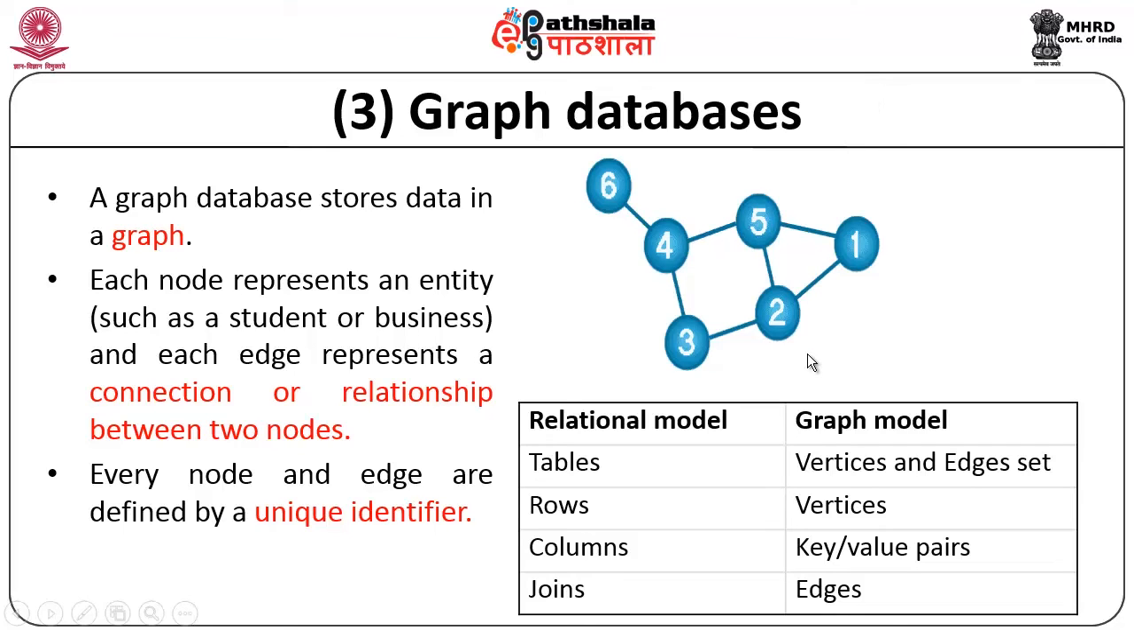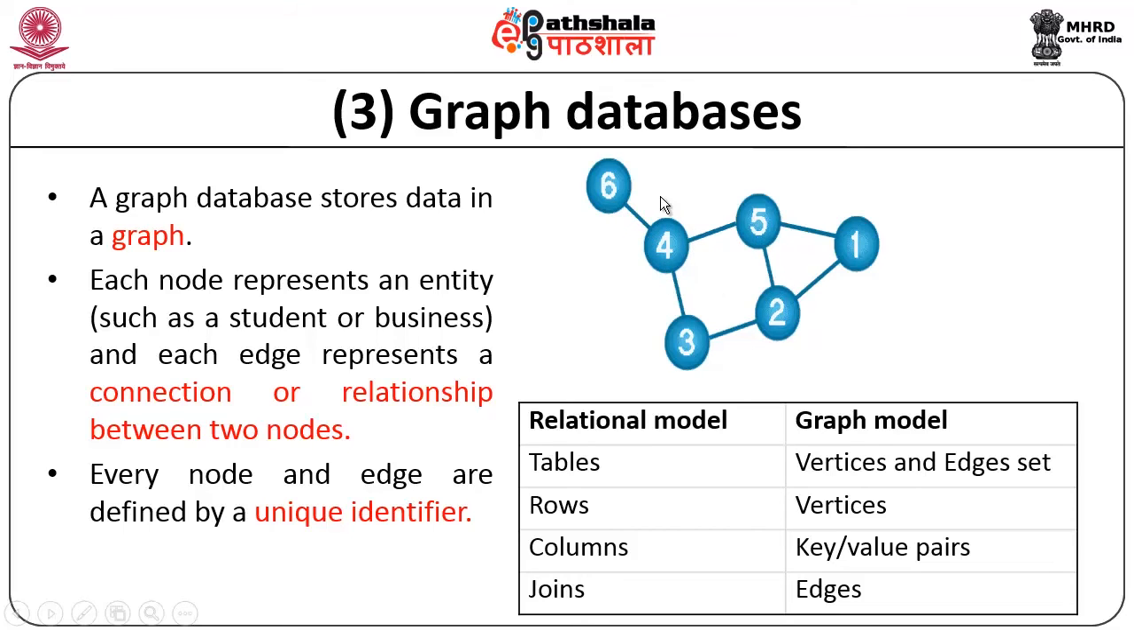In graph databases, when you compare this with a relational database, whatever you call a table or a relation in a relational database environment, here it is called vertices and edges. When you take a look at the diagram here, it is an example of a graph database visualized in the form of a graph. Each node in this graph can represent an entity like a student or a business or anything in the real world, and each edge that connects these nodes represents a connection or relationship between these nodes.